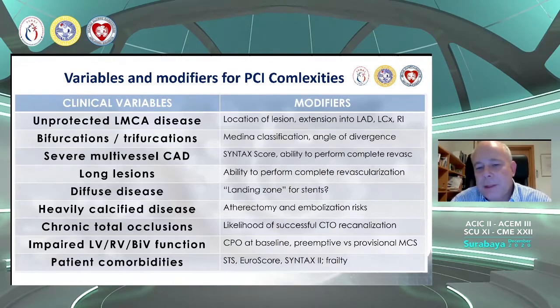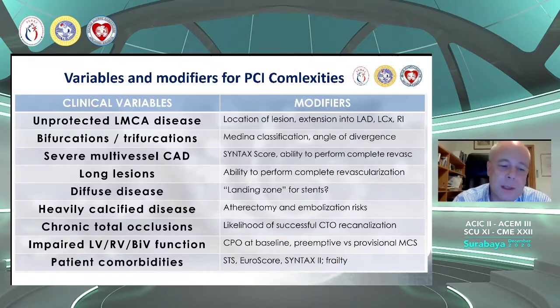In severe multivessel disease, it's the SYNTAX score that's the modifier, and the ability to perform complete revascularization. Then further down, there's heavily calcified disease, which is the clinical variable, and the modifier is whether you have the availability of Rotablator or Shockwave type of balloons, and is there any possibility of embolizations? And of course, when you look at total occlusions, the modifier is what is the likelihood of a successful CTO procedure, which means what are the operator skills and what's the availability of equipment.